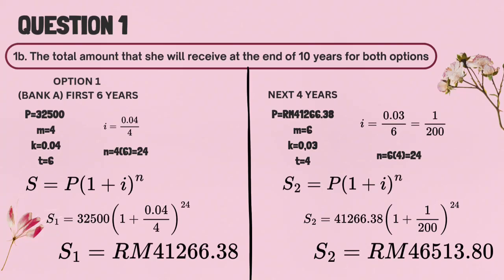For the next 4 years, simply carry the previous amount from the 6 years, which is 41,266.38, and substitute it into your formula, replacing the i and n with the appropriate values. This equals 41,266.38 (1 + 1/200)^24. And the total amount will be 46,513.80, as you can see on the bottom right. Now that is for Bank A.